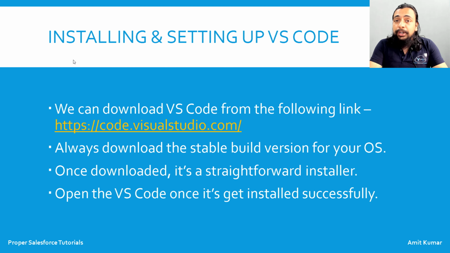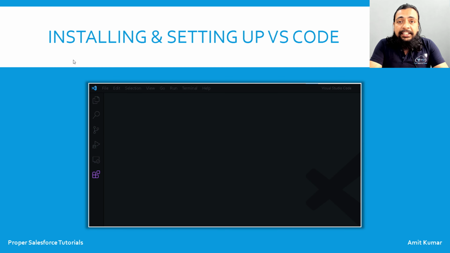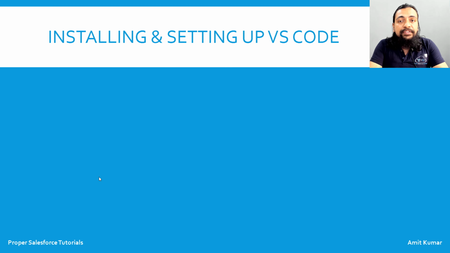Now once you install VS Code, you just need to open it and it will give you an interface something like this. On this interface, you can see this extension icon. The icon over here which is highlighted is nothing but an extension icon. By clicking on it, you can install any extension to your VS Code.